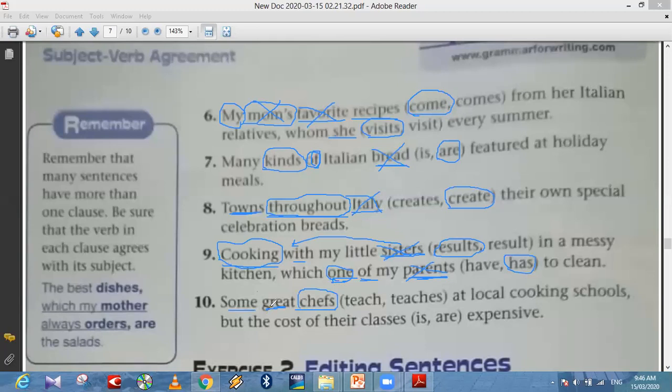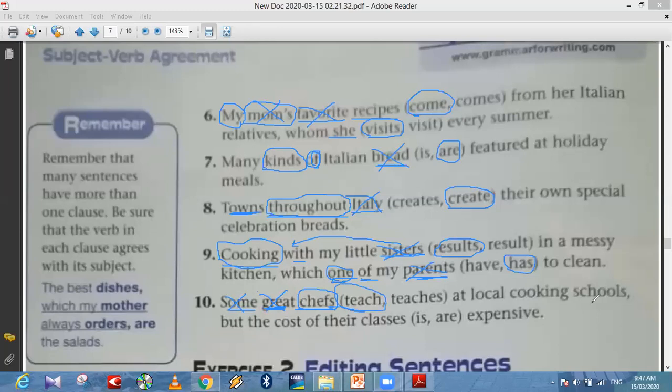Great here is an adjective or a noun? Great is an adjective, okay? And the simple subject mustn't be an adjective. The simple subject must be a noun. Some also is an adjective here that identifies the number. So adjective, noun. So the simple subject is chefs. This is a plural subject. So the correct verb is teach or teaches? Teach. Teach, that's right. Thank you so much.